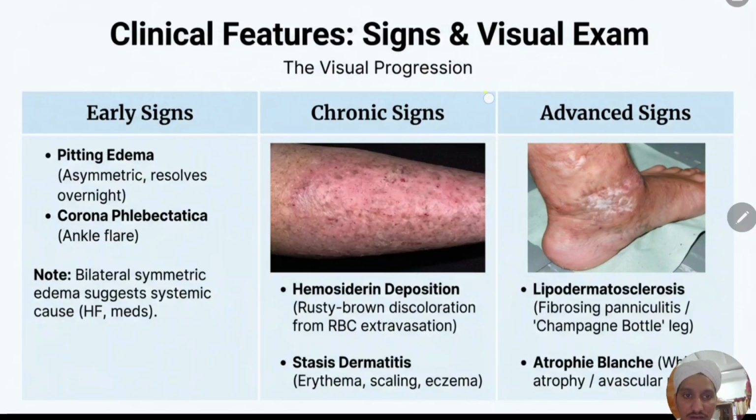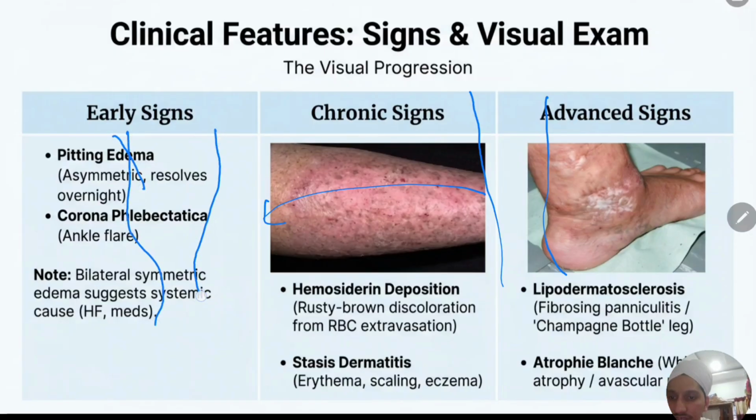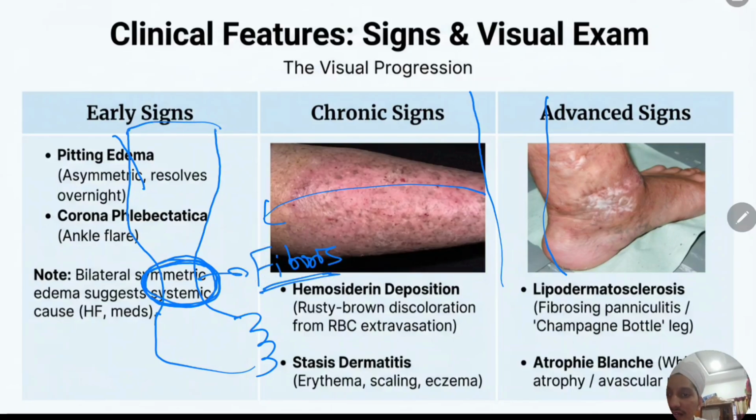The leg will normally be like this. This is the leg, and this leg will become like this, and this will be the foot. What does that mean? Just above the ankle, there will be constriction of the lower leg due to fibrosis. So this will resemble an inverted champagne bottle. A champagne bottle, if you see, will be like this, no?